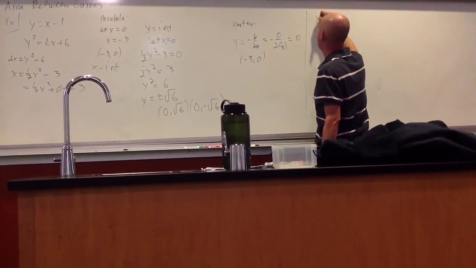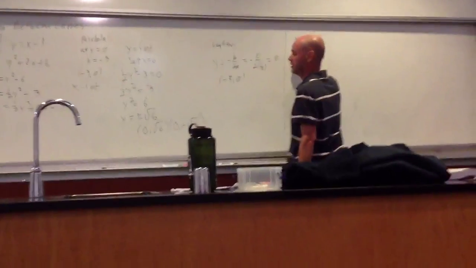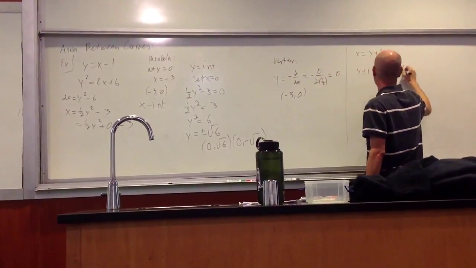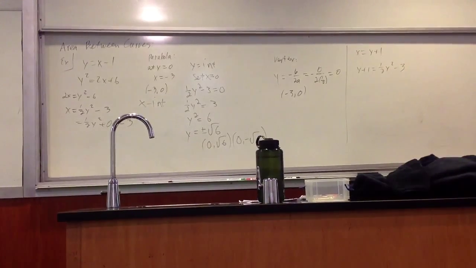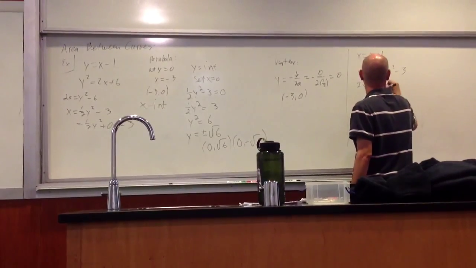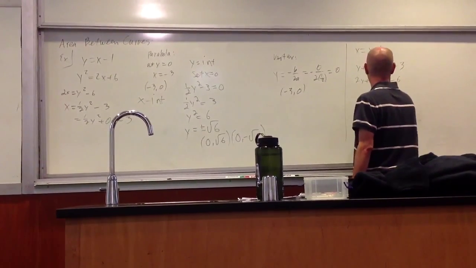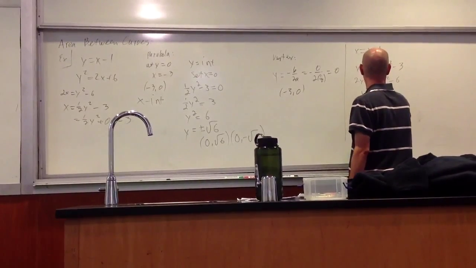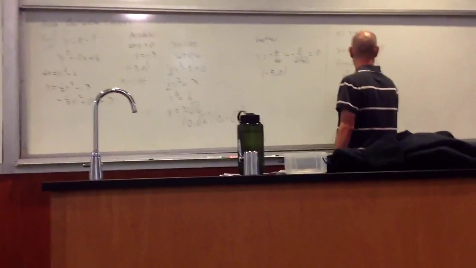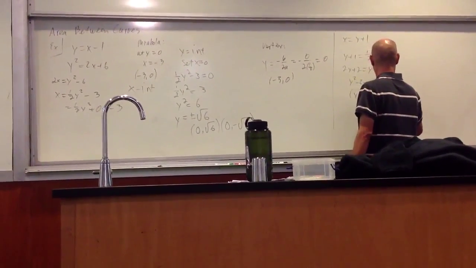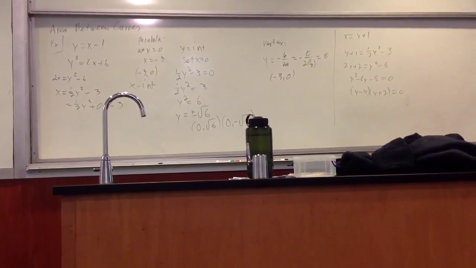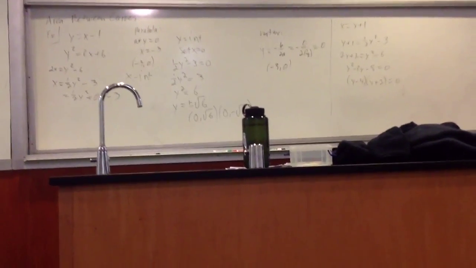Next up, I need to know the point of intersection between these two functions. So I could do x equals y plus 1, and plug it in there. And then solve for y squared. I'm going to multiply through by 2, and move everything over, so we get y squared minus 2y minus 8 equals 0. Gotta love textbook problems. Nice, pretty.